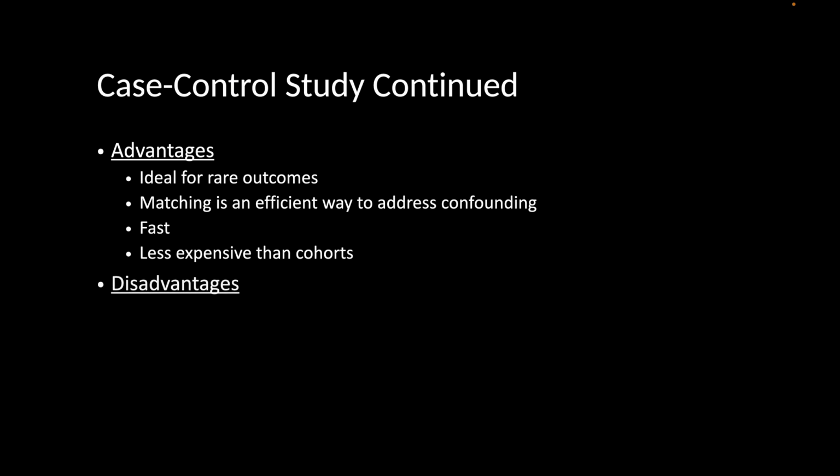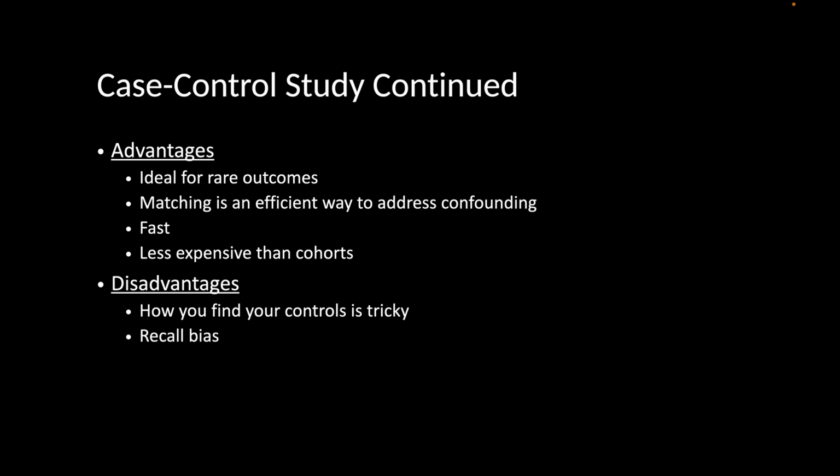Now, they do have important disadvantages. Now, the biggest one is this, that how you find your controls is tricky. And this is beyond the scope of this class here, but really you have to put a lot of thought into where you find your controls, because you want to make sure that your controls are arising from the exact same population from which your cases arose. And doing that accurately without bias is tricky.